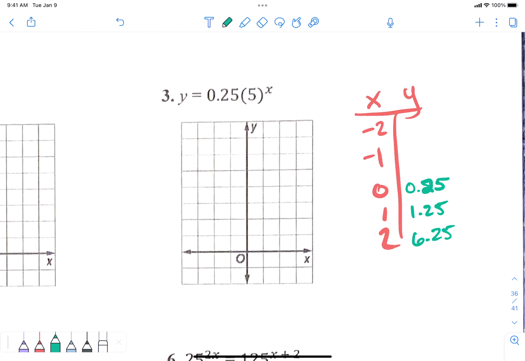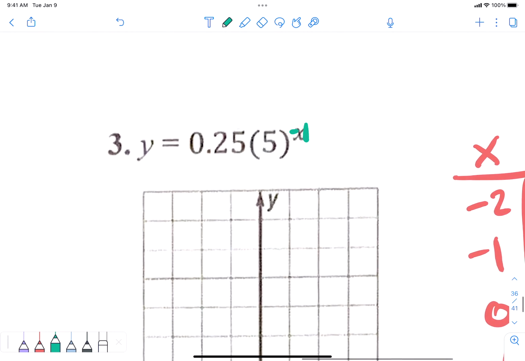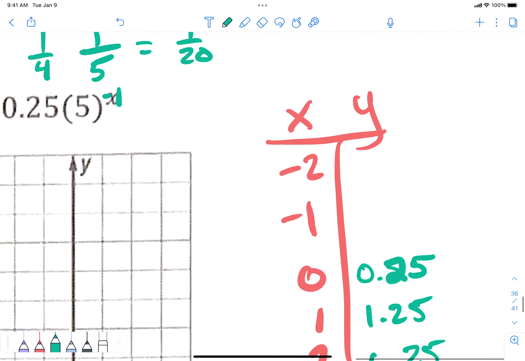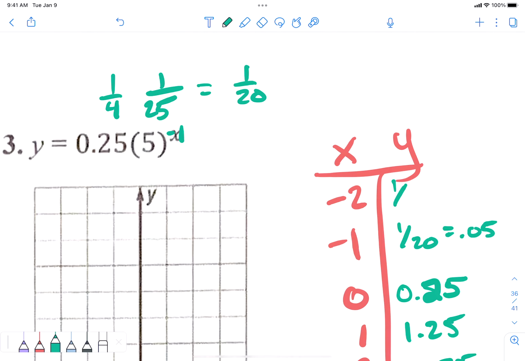5 to the -1 power is 1/5, right? Negative powers, just flip it. 0.25 is 1/4, right? 1/4 times 1/5 is 1/20th. So that is -1, 1/20th, which is 0.05, a really small number. Now the -2 power is going to be 1/25th times 1/4. That's 1/100th, or 0.01. So we're just getting smaller and smaller.